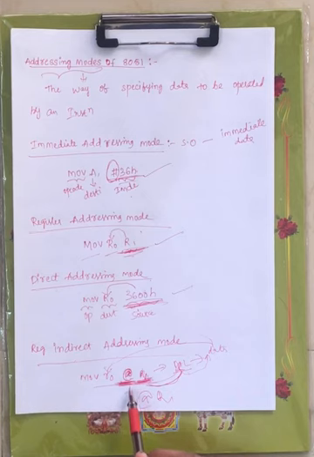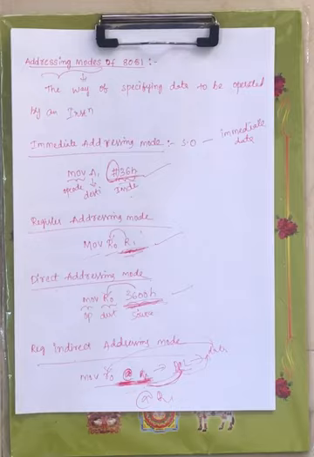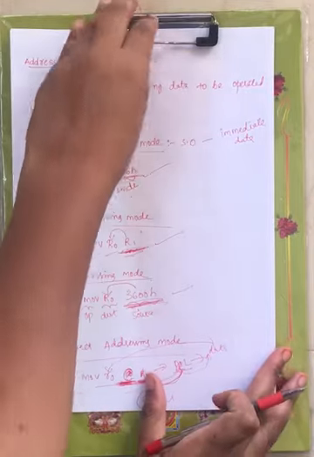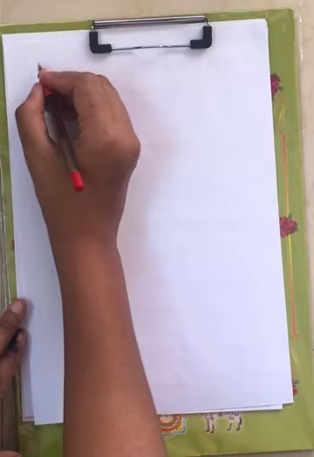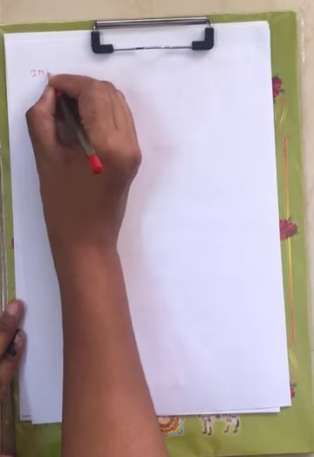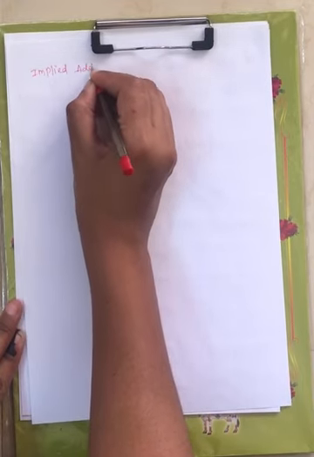Why? If the source operand is a register that is pointing to some memory location, that comes under your register indirect addressing mode, right? Now this is about 4 addressing modes. You have a few more also. Next we have implied addressing mode. Implied or implicit, both are the same.